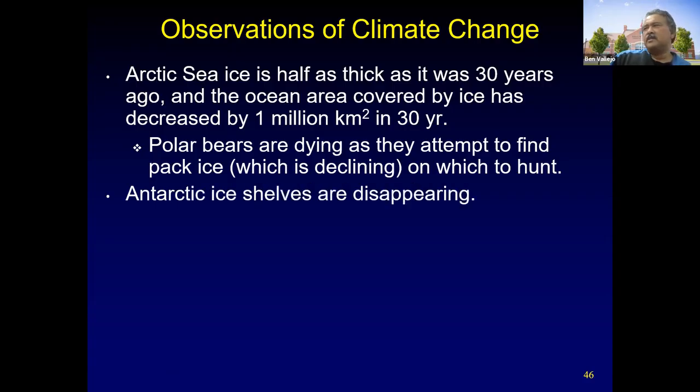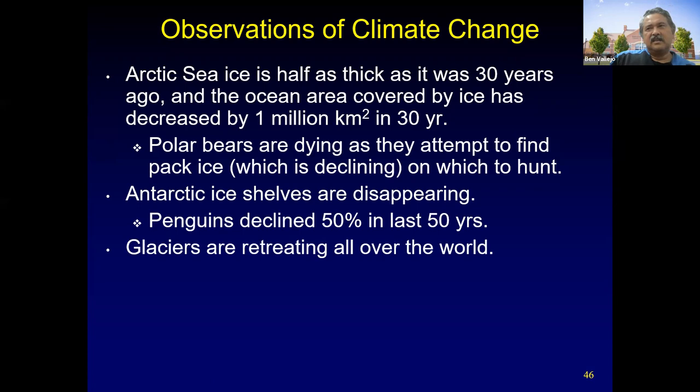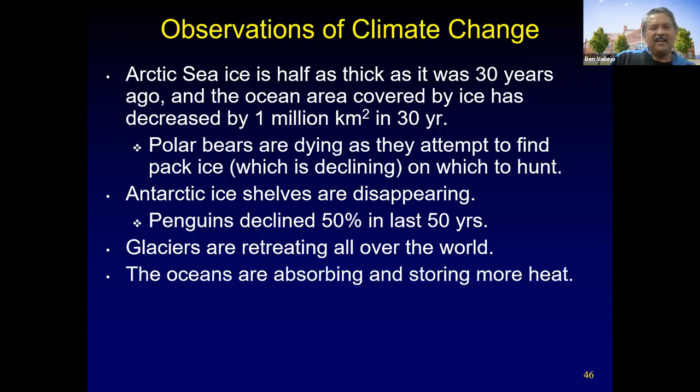Ice shelves are disappearing, so the number of penguins has reduced. Look at this, 50% in the last 50 years. And penguins are one of my 3 favorite animals. Just so you don't have to wonder, my other 2 are sea otters and gray whales. Glaciers are retreating all over the world. The oceans are absorbing and storing more heat.